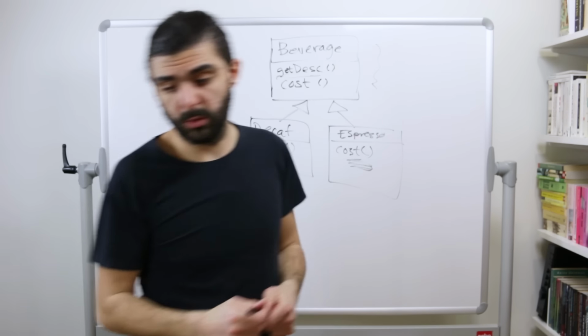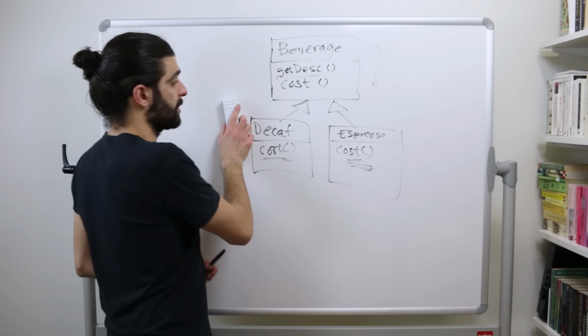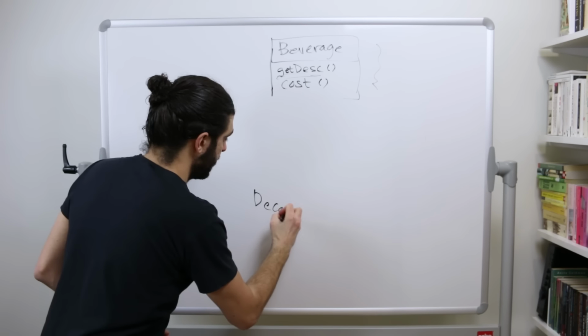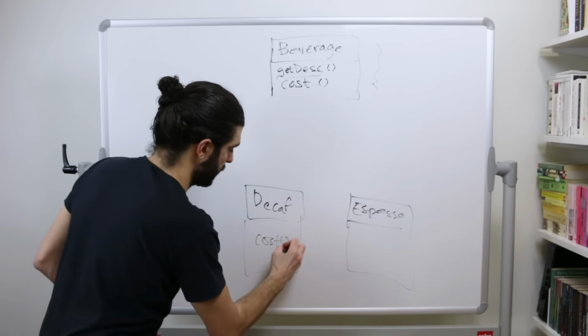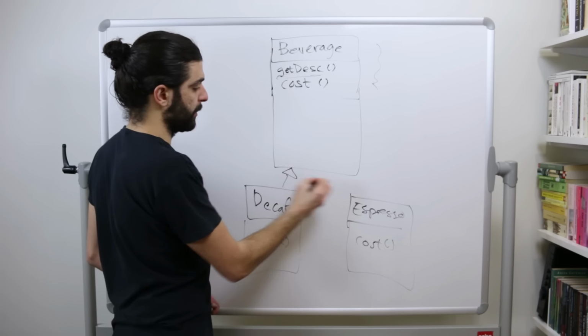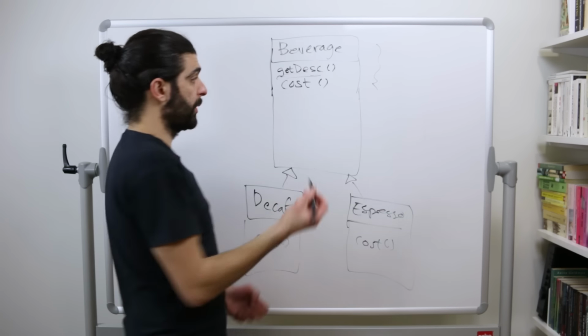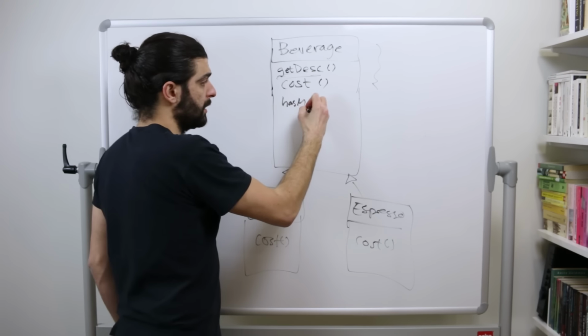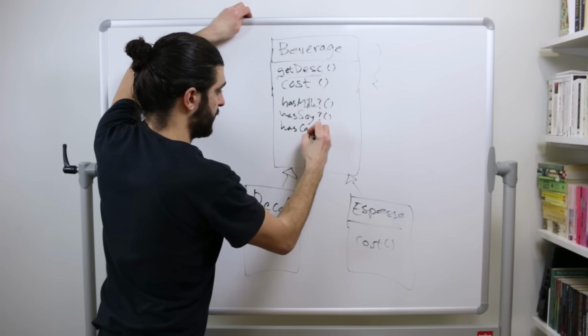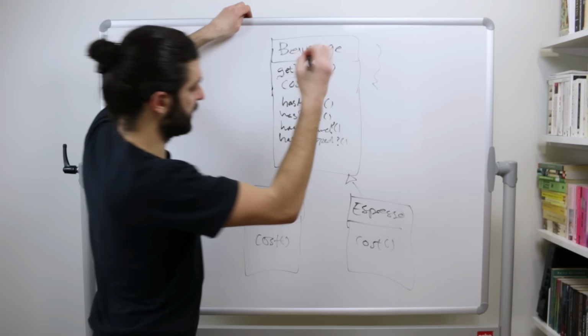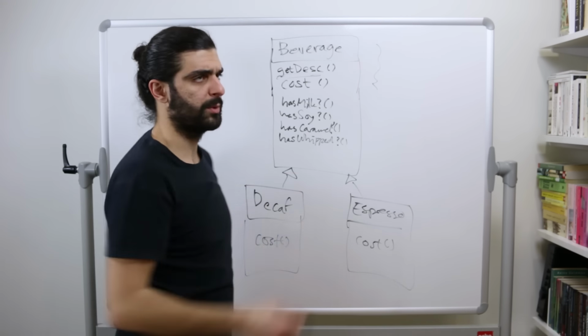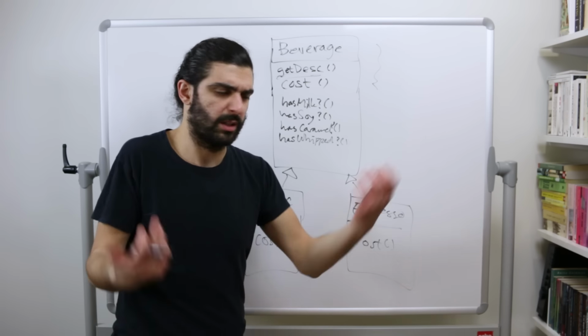So you just enumerate all of the different things, which means that we need some more space here. So we add decaf and espresso, both having the cost method and both inheriting from beverage. And then in beverage, we put all of these booleans. So has milk, has soy, has caramel, has whipped, and so forth. And actually whipped was probably whipped cream rather than whipped milk, but whatever.